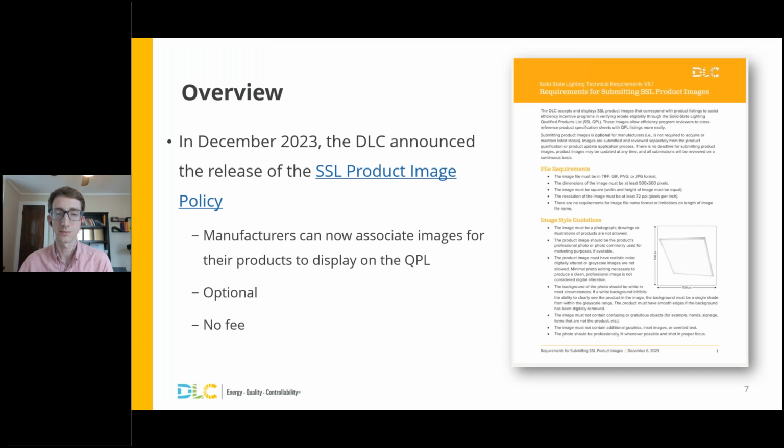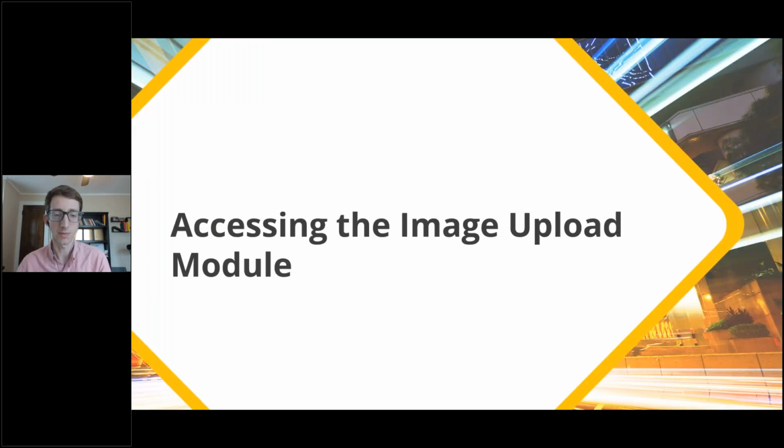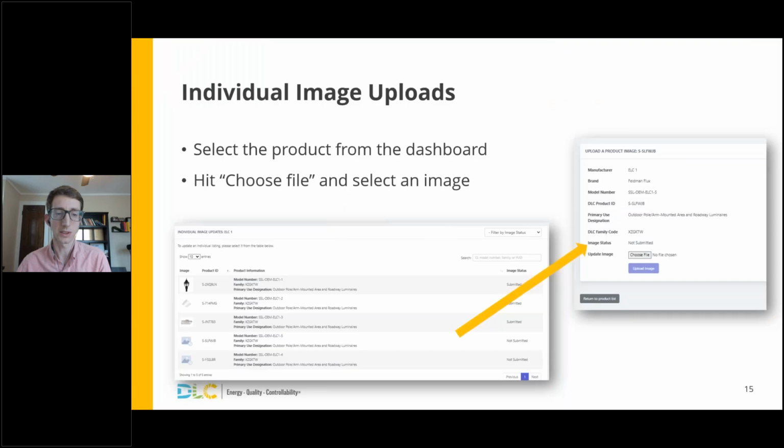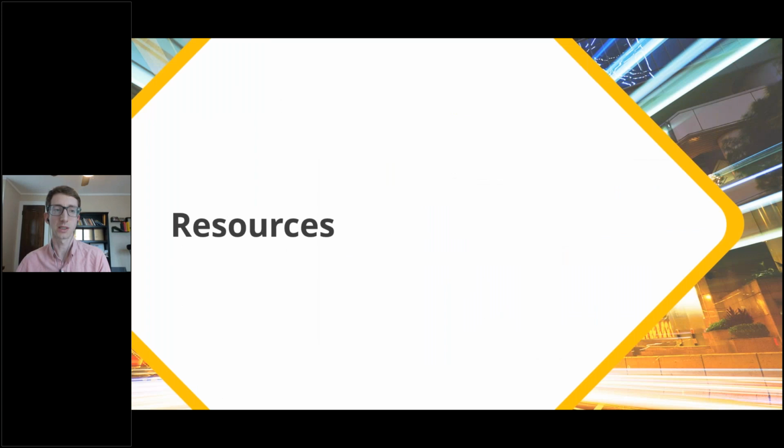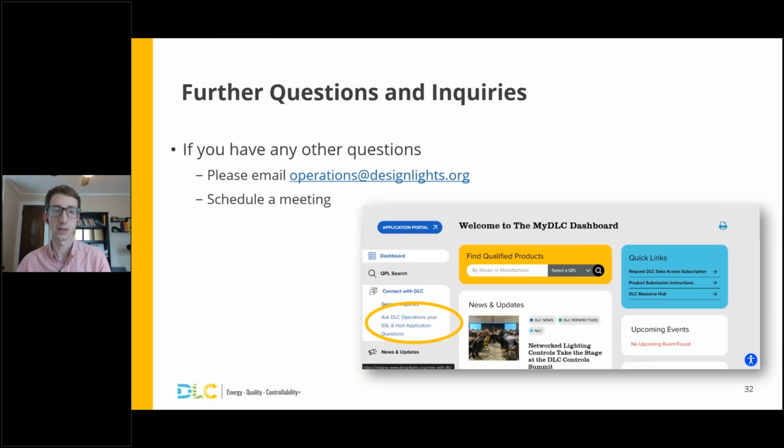Also, can multiple angles or shots be submitted for a single product? At this point, only one image can be uploaded for each product. So on the QPL, you will see just a single image for each product. But that is something that we could look into in the future.